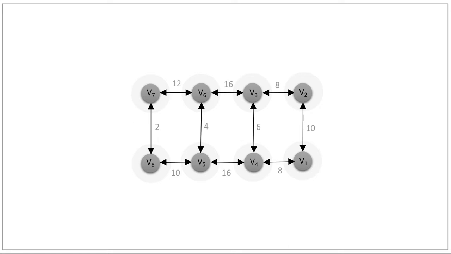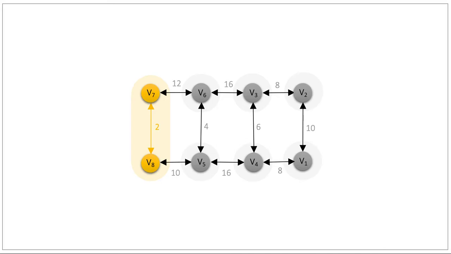So the first edge to be considered is 2, because it's the smallest edge. And the process basically of considering an edge or not is whether the edge connects vertices in 2 separate clusters. So here we can see that V7 was in one cluster and V8 is in another cluster. So this is a good edge. We keep this edge. We merge those 2 clusters or 2 trees together from this edge 2.